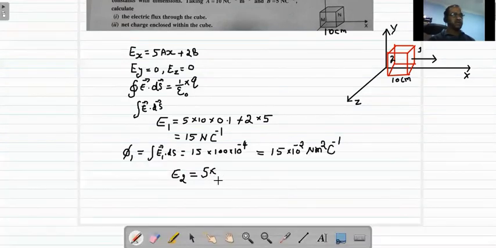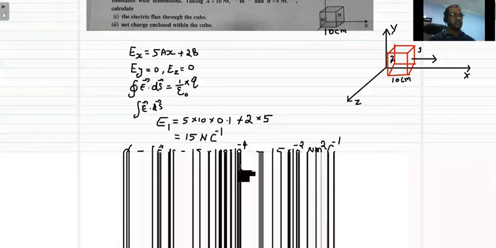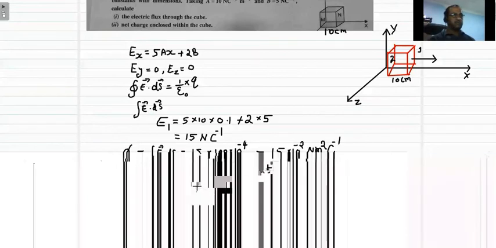What is the equation of electric field? It is 5ax plus 2b. In that, 5 into 0 is 0. A is 10, so 10 into x, and x is 0, so that is 0. Plus 2 into b, and 2 into b is 10. So E2 is 10 Newton per coulomb.